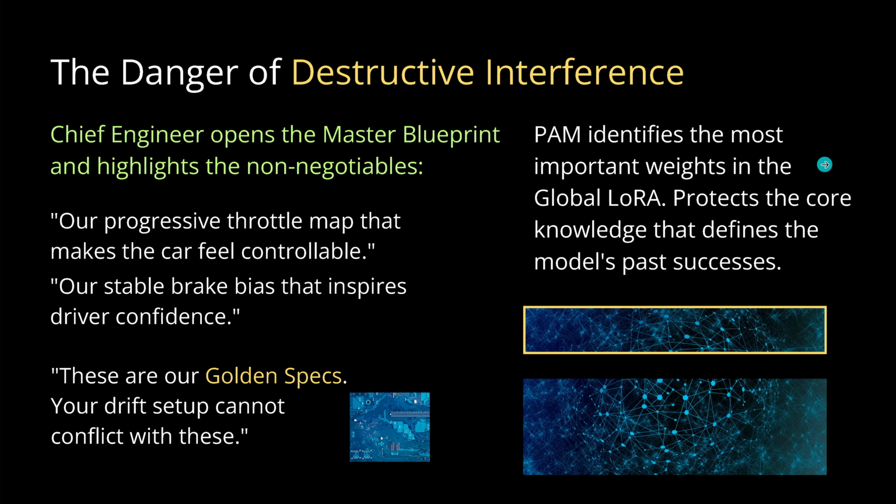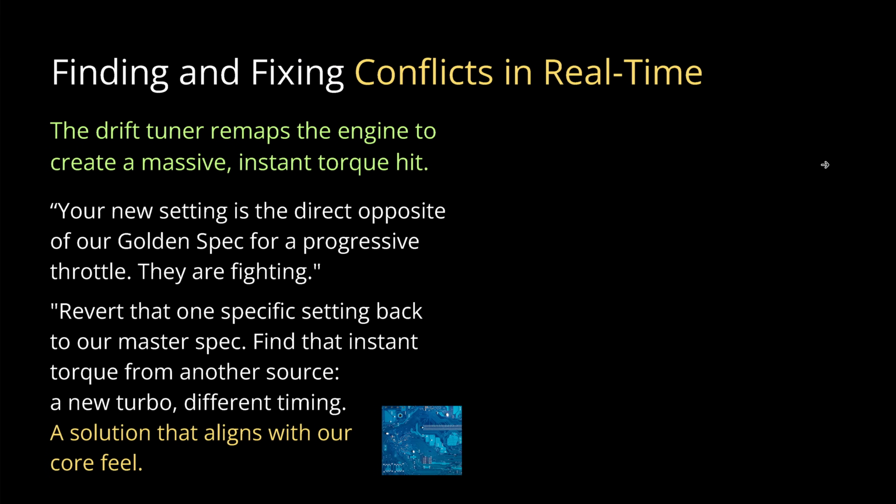It is almost identical. It's almost funny. No? So the drift tuner now remaps the engine to create a massive instant torque kick for the drifting. You need this, yeah? But the chief engineer comes back and says, listen, buddy, your new settings are the direct opposite of our golden specs for progressive throttle. So they are fighting for the same parameter to modify the same tensor structure. So what is happening?